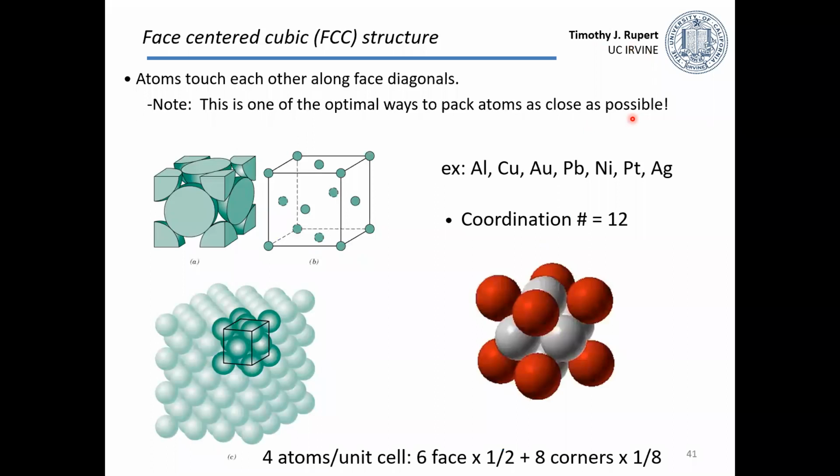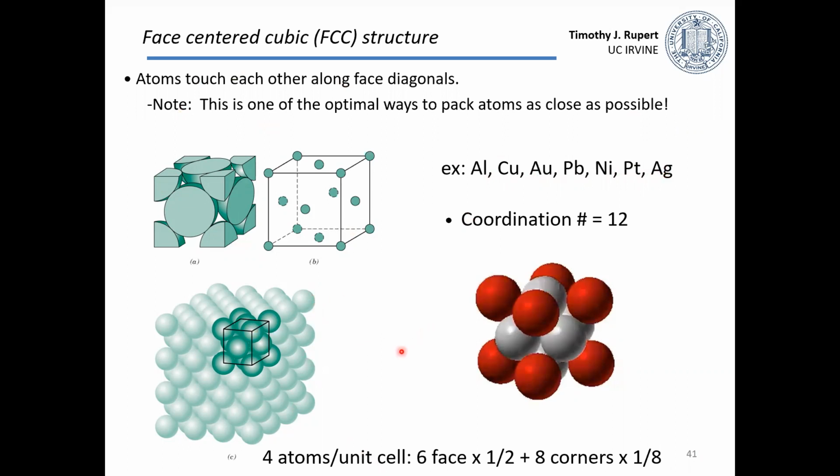Face-centered cubic is where the atoms are touching along the diagonals of the cube face. So right here. Many common metals that we use in engineering, things like aluminum, copper, gold, lead, nickel, platinum, and silver have this type of structure. Its coordination number is 12, and we have 4 atoms per unit cell.